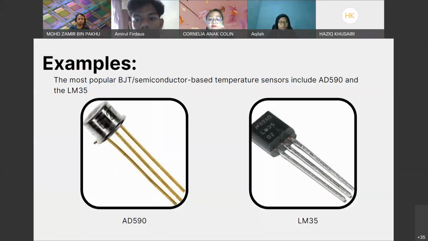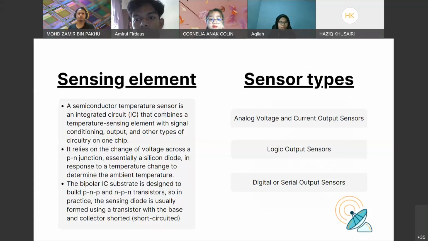Sensors include AD590 and LM35. AD590, which is on your left, is manufactured by a company called Analog Devices Incorporated from Wilmington, Massachusetts, USA. And on the right side, LM35 is normally manufactured by Texas Instruments from Dallas, Texas, USA. Next. These temperature sensors also have sensing elements.